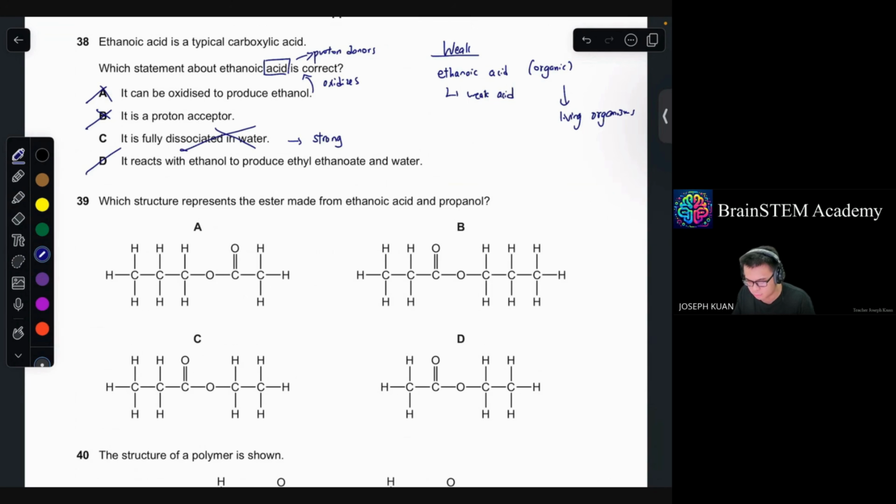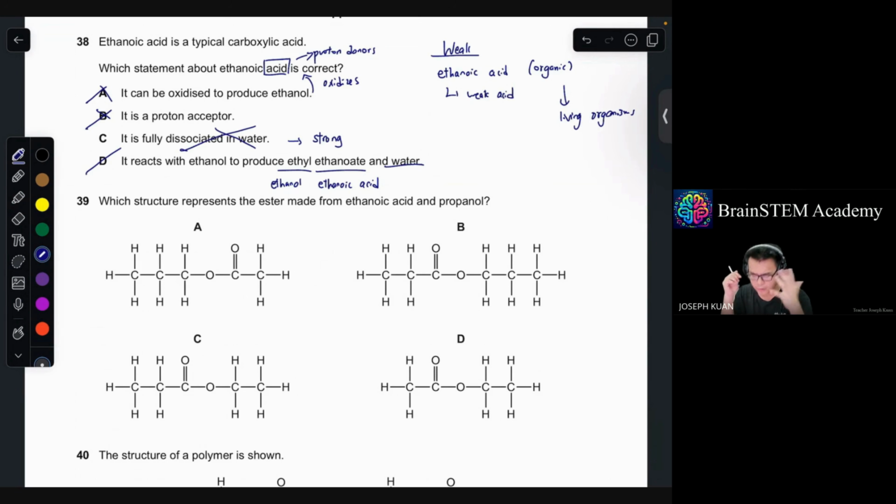It reacts with ethanol to produce ethyl ethanoate and water. That is, in fact, correct. Ethanol contributes the ethyl part, and ethanoic acid contributes the ethanoate part. And in the process, it removes a molecule of water.